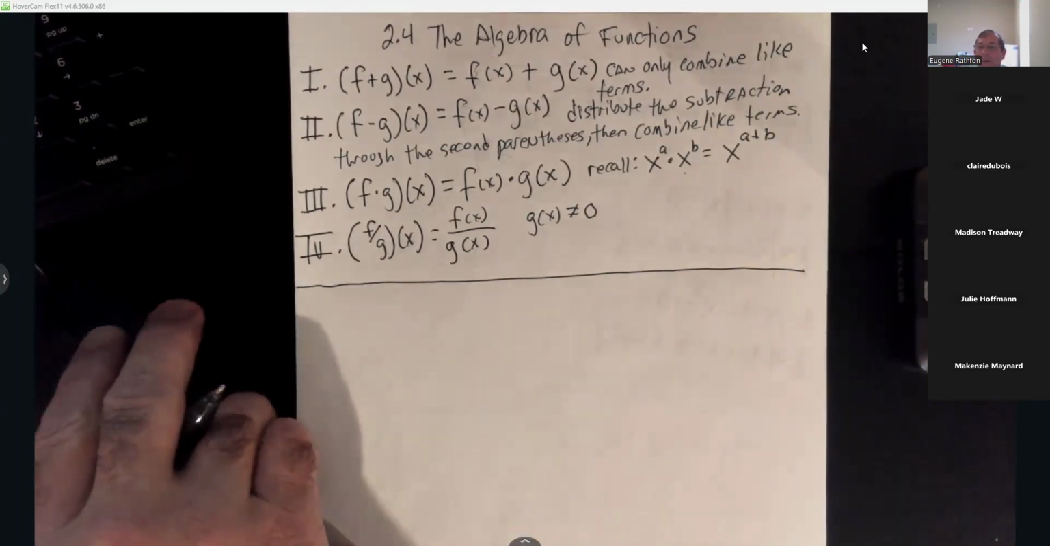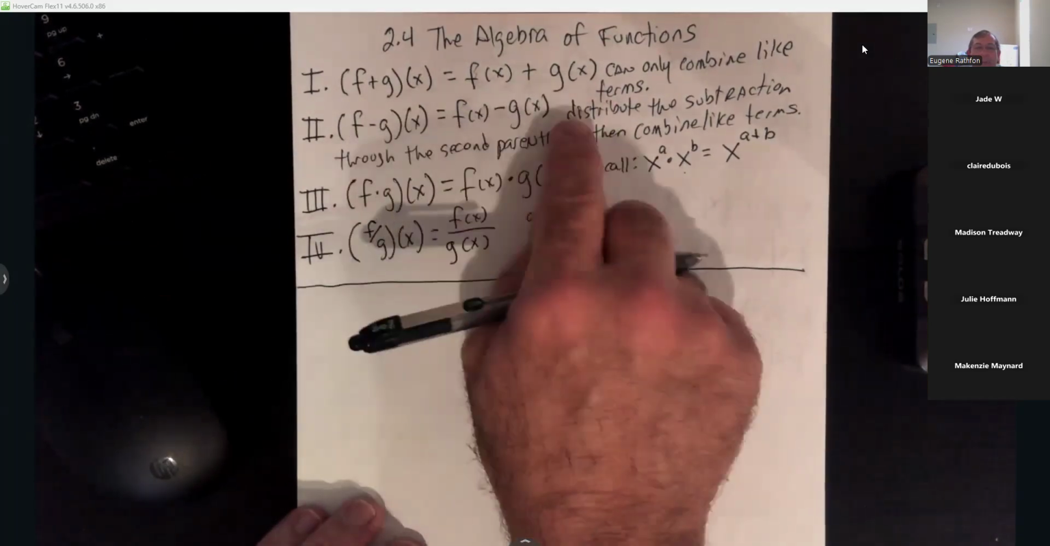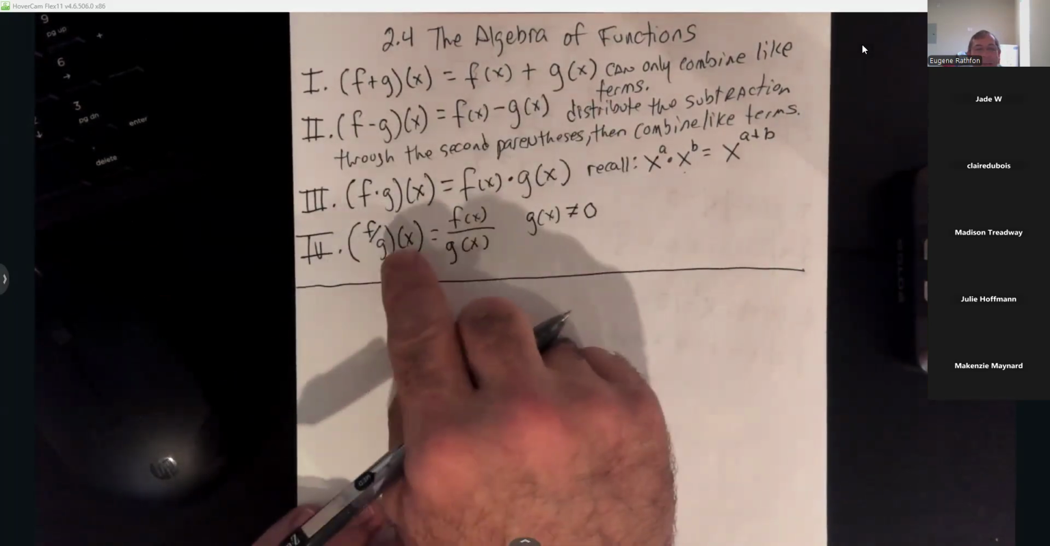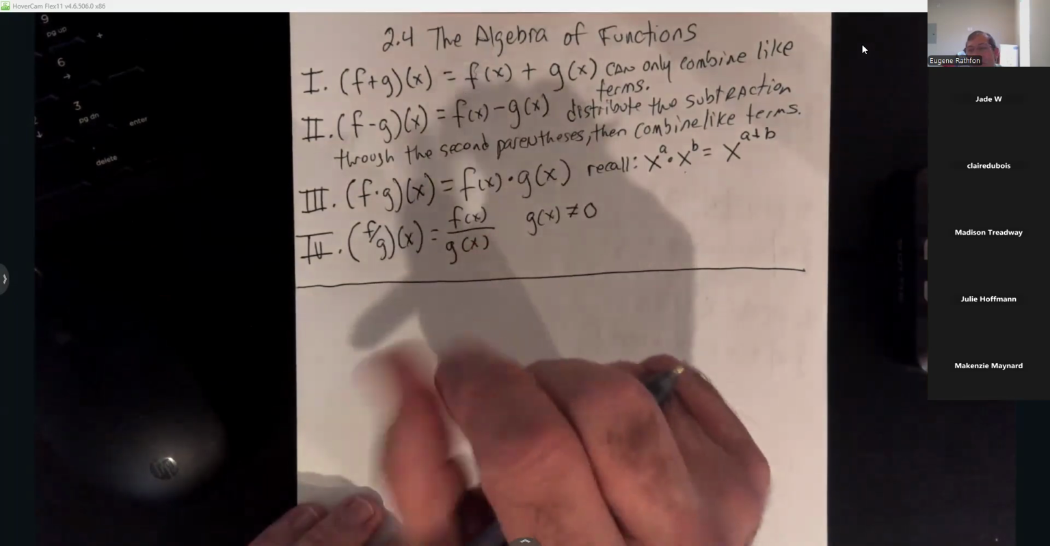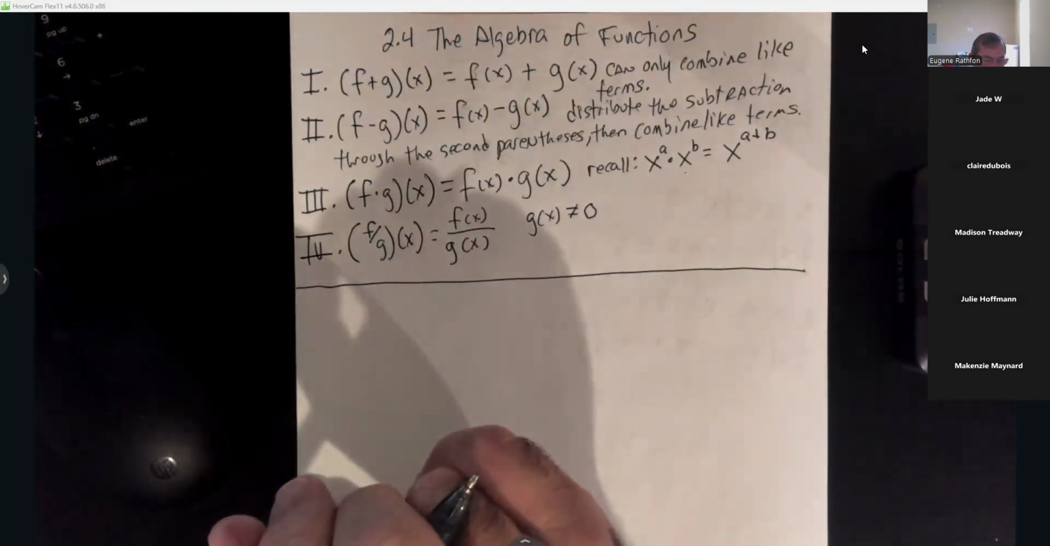So here's what we're going to be doing. We're going to be adding, subtracting, multiplying. And I think there's one where we divide, but they give me a number to put in for it. So it's not too bad, okay?